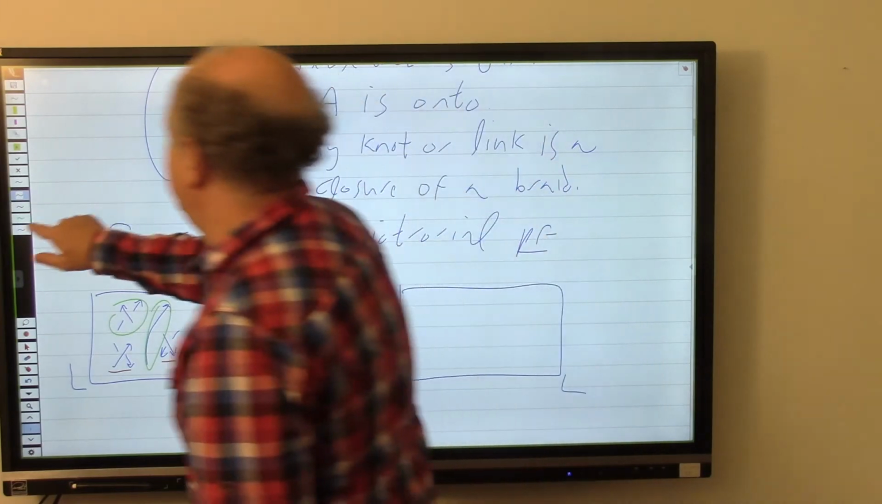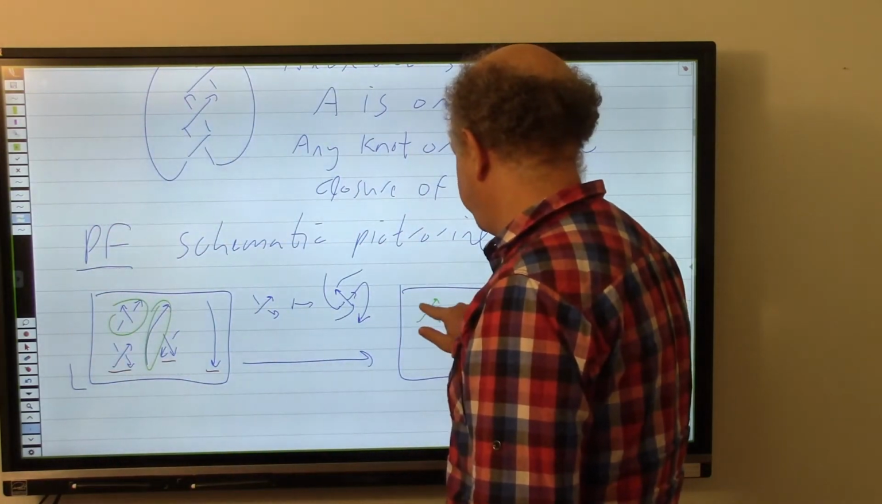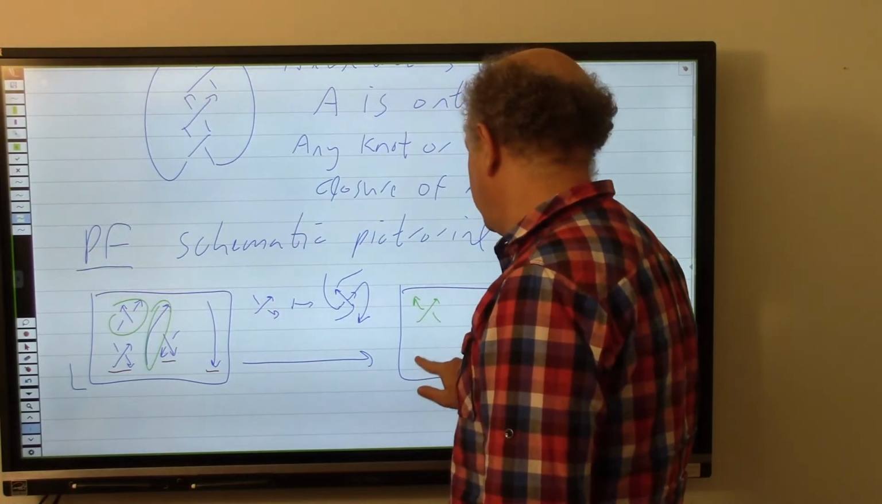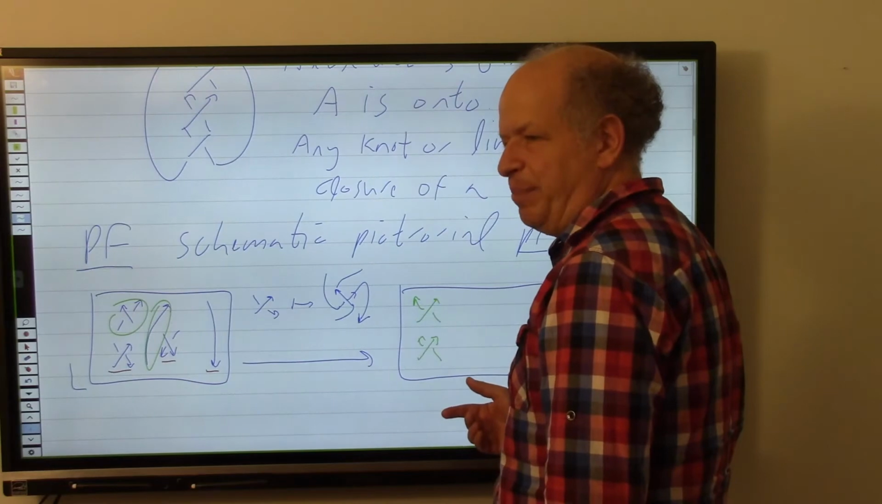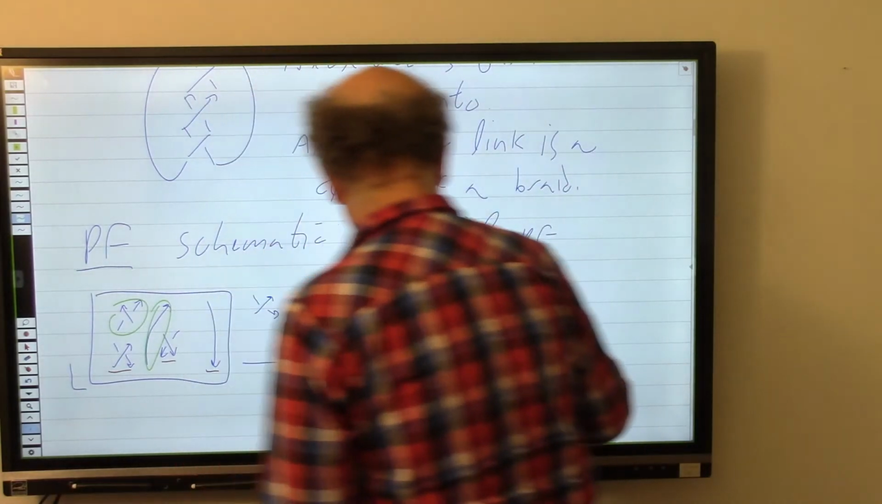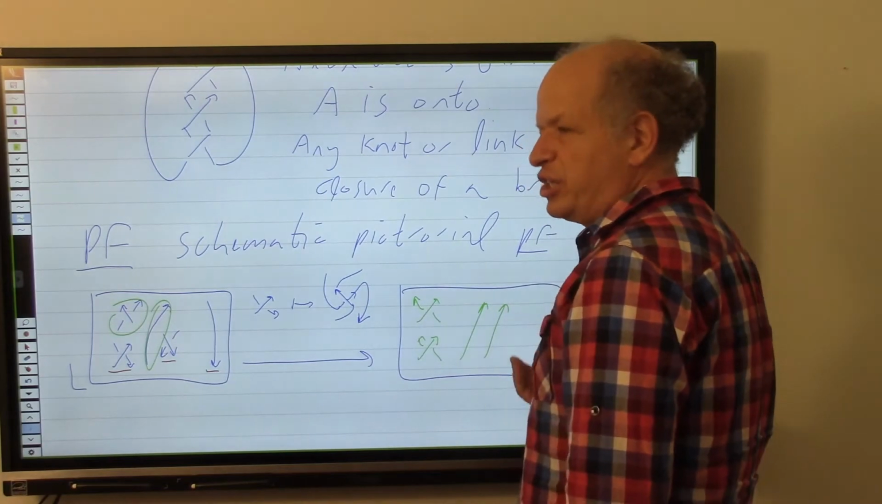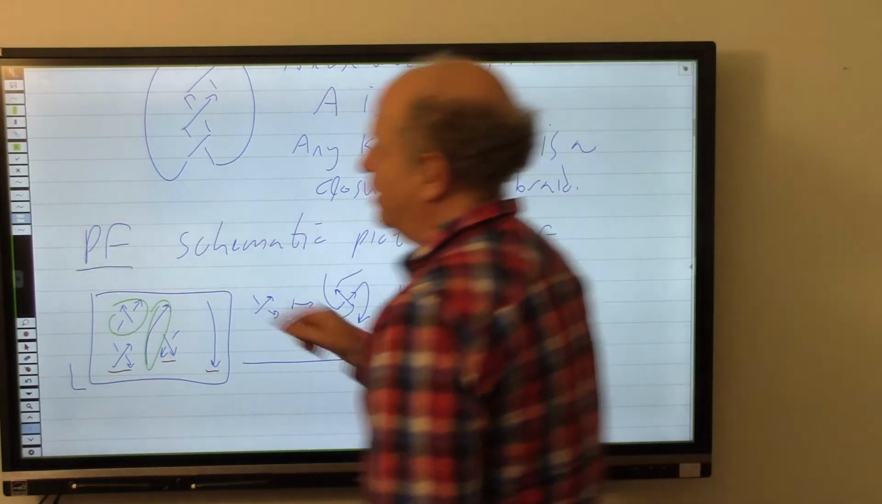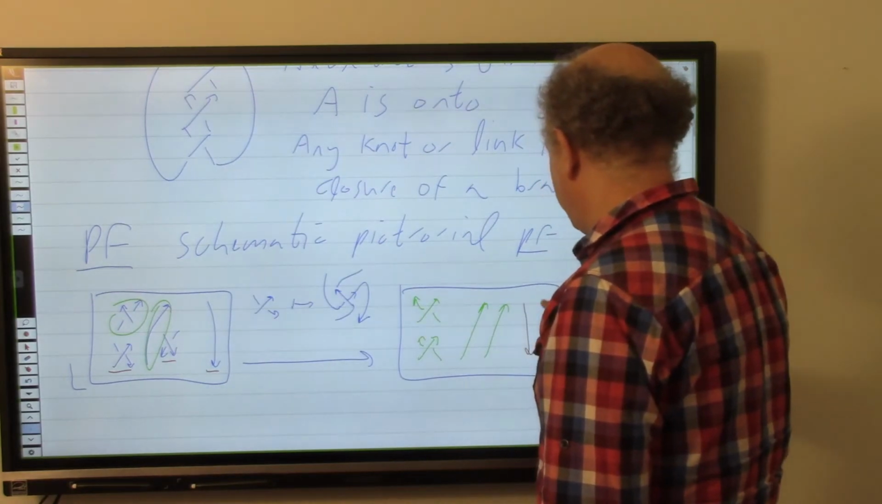So maybe I'll use green for good. So all the crossings are good. So they're all pointing up. And then you have pieces of strand in various places which are good. But unfortunately also pieces of strands which are bad.